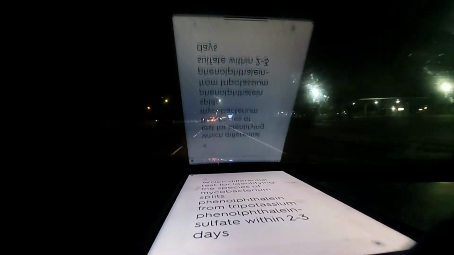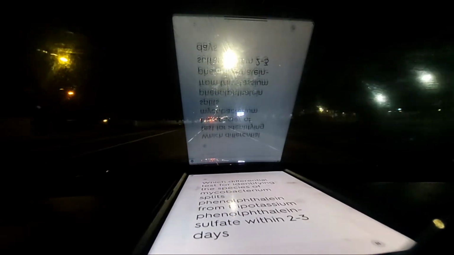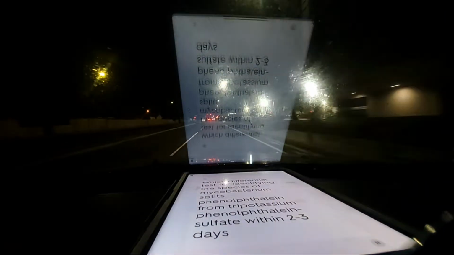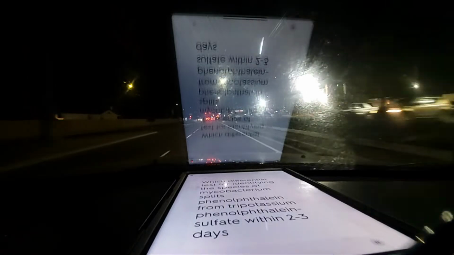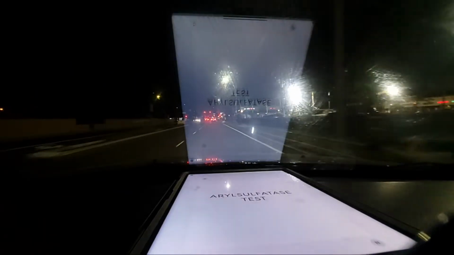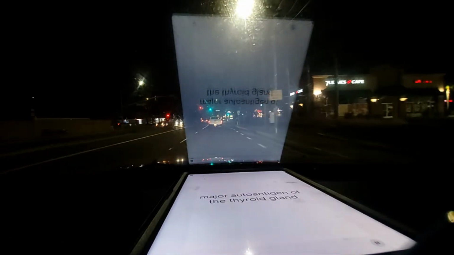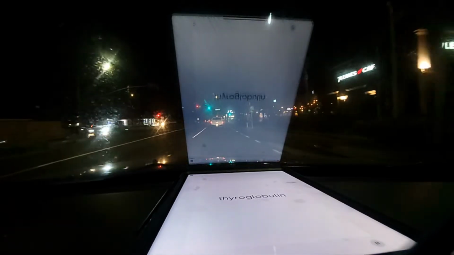Which differential test for identifying the species of Mycobacterium splits phenolphthalein from tripotassium phenolphthalein sulfate within 2 to 3 days? Arylsulfatase test. Major autoantigen of the thyroid gland. Thyroglobulin.